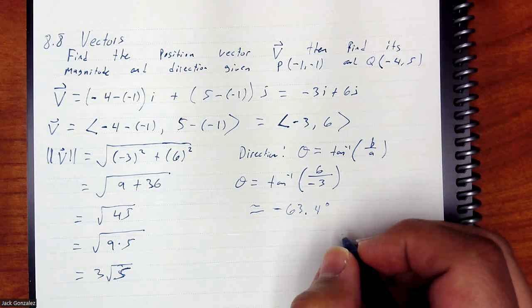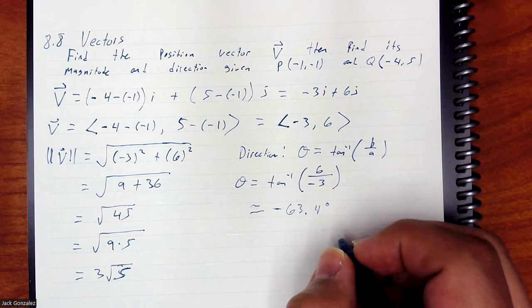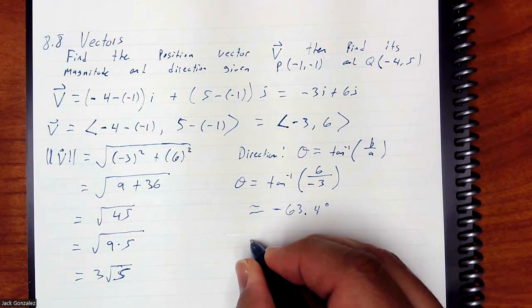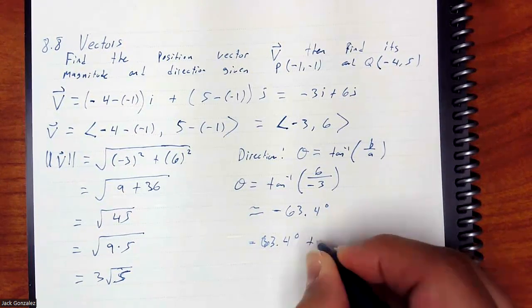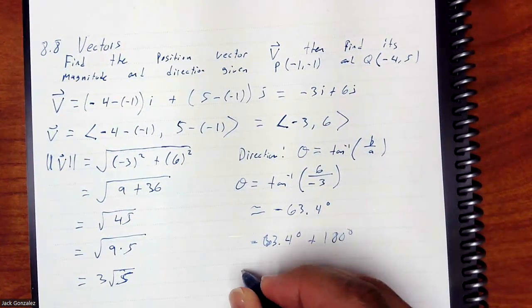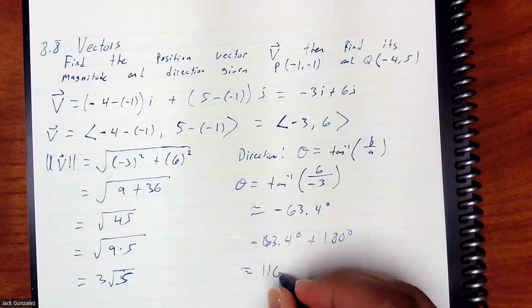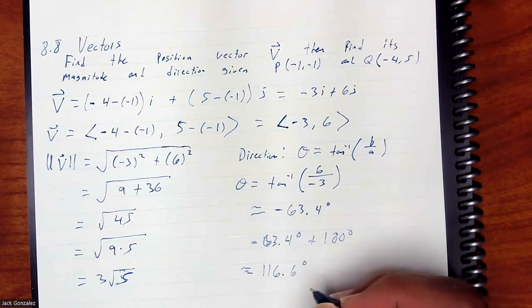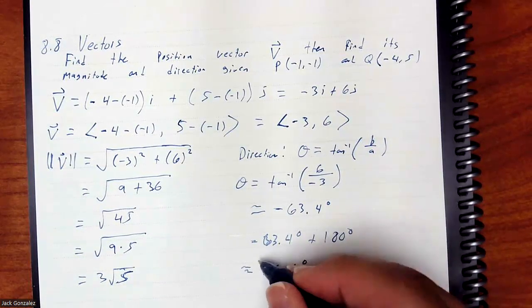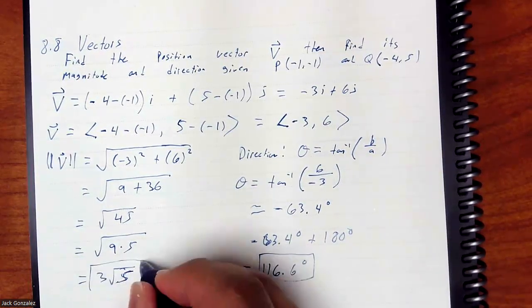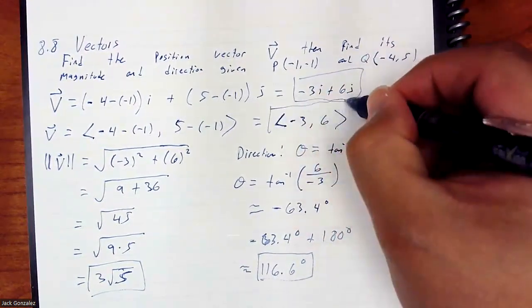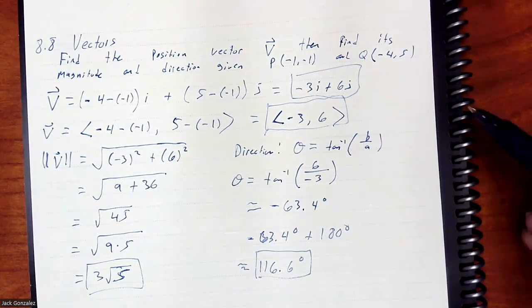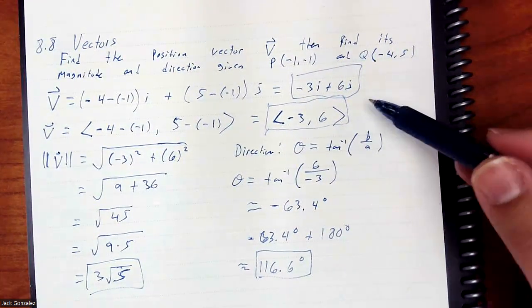Since it is in quadrant 2, you would add 180 to get the coterminal. So this will be our answer. Of course, you can choose either one. Okay, so yeah.